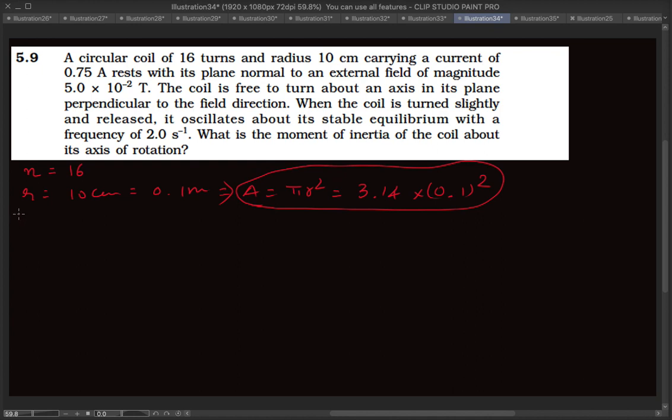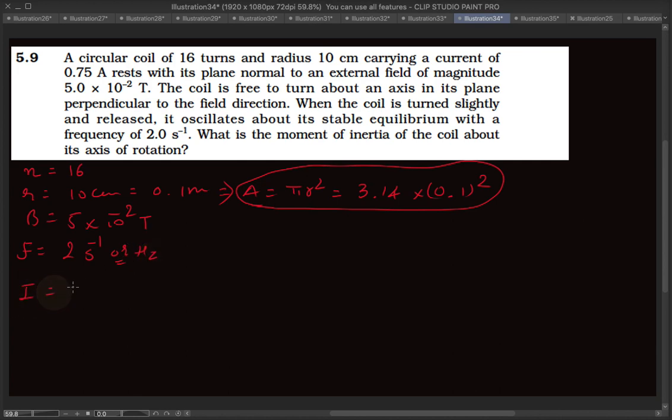Next, they have given that the magnitude of the magnetic field is equal to 5 cross 10 to the power minus 2 teslas. The coil is free to turn about its axis in a plane perpendicular to the field direction. When the coil is turned slightly and released, it oscillates about the stable equilibrium with a frequency, which is given as 2 second inverse, or you can say 2 hertz. So we have to find it out.